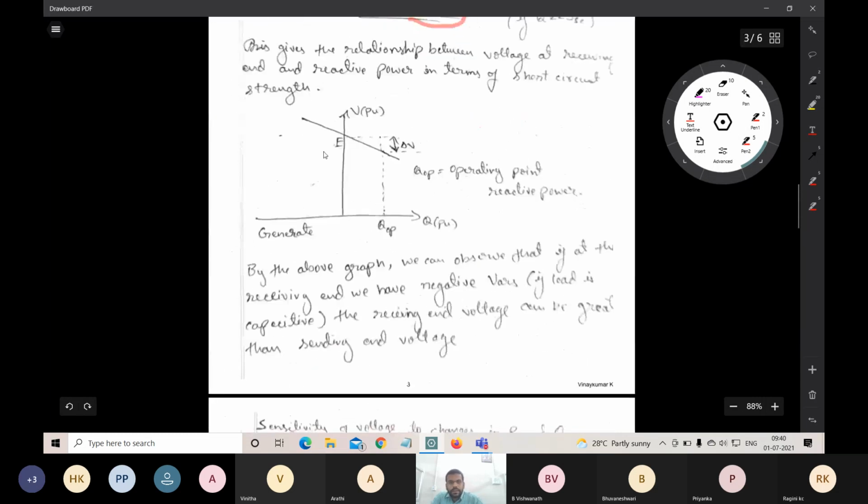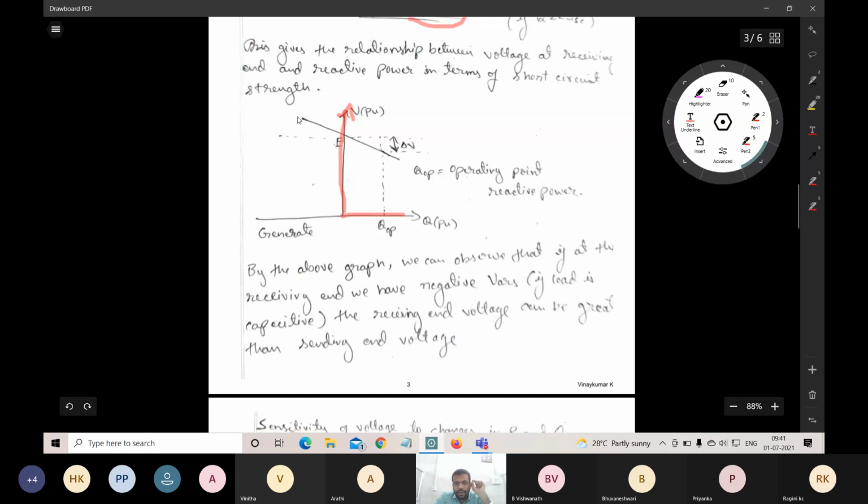Okay, that's it. So just now consider a line. So just consider a graph for the generated power, the reactive power, and the voltage. Here the y-axis gives you the voltage, that is in per unit, the receiving end voltage, and the x-axis gives you the reactive power, reactive power per unit. Okay, so here we are just drawing a line parallel to this.